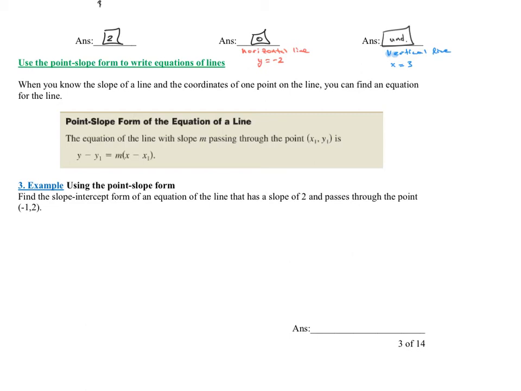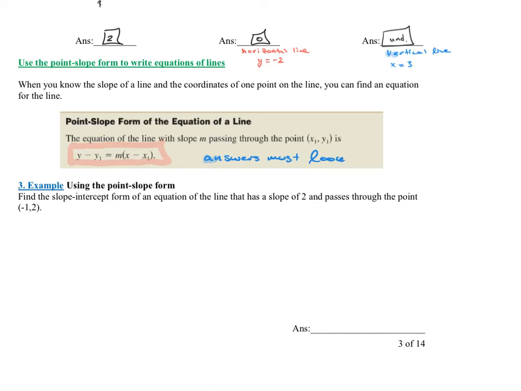I do want you guys to memorize this as well, because this is the formula that you're going to be using to find the equation of lines. It's y minus y1 equals m times x minus x1. Again, m here is your slope, and x1, y1 is any point on the graph whatsoever. So you can pick whatever point you want. But I do want to remind you, answers must be in slope-intercept form.